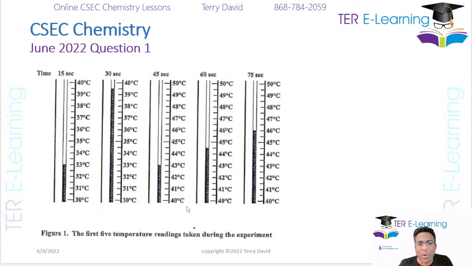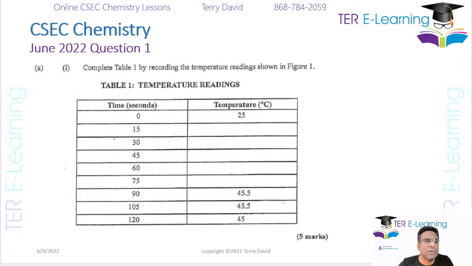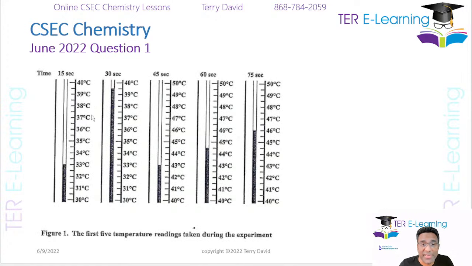So this is figure 1 here, and these are the first 5 temperature readings: 15, 30, all right. What do they want me to do here now? Complete table 1 by recording the temperature readings in figure 1. So we need to go to the thermometer here and read off each of these. This one is for 15 seconds, and we need to look at the temperature we are seeing here. This first one looks like 33 degrees Celsius.